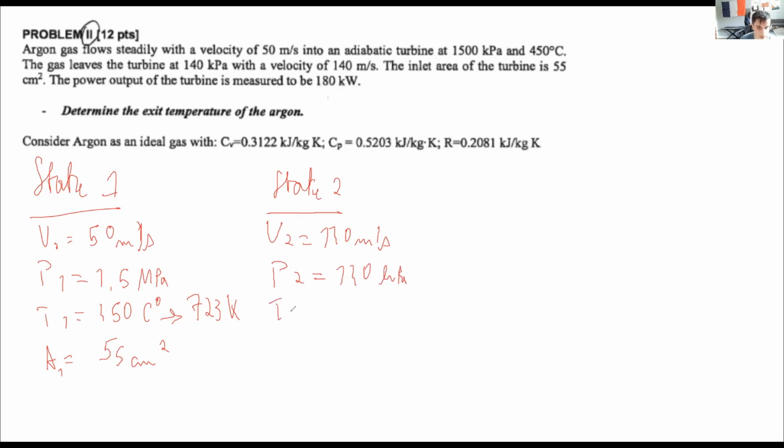T2 is what we're trying to find, so we don't know it. Area 2, we don't know it. And work from 1 to 2 is equal to 180 kilowatts. And Q from 1 to 2 equal to 0. By the way, kilowatts, or watts in general, is just equal to joules divided by seconds.